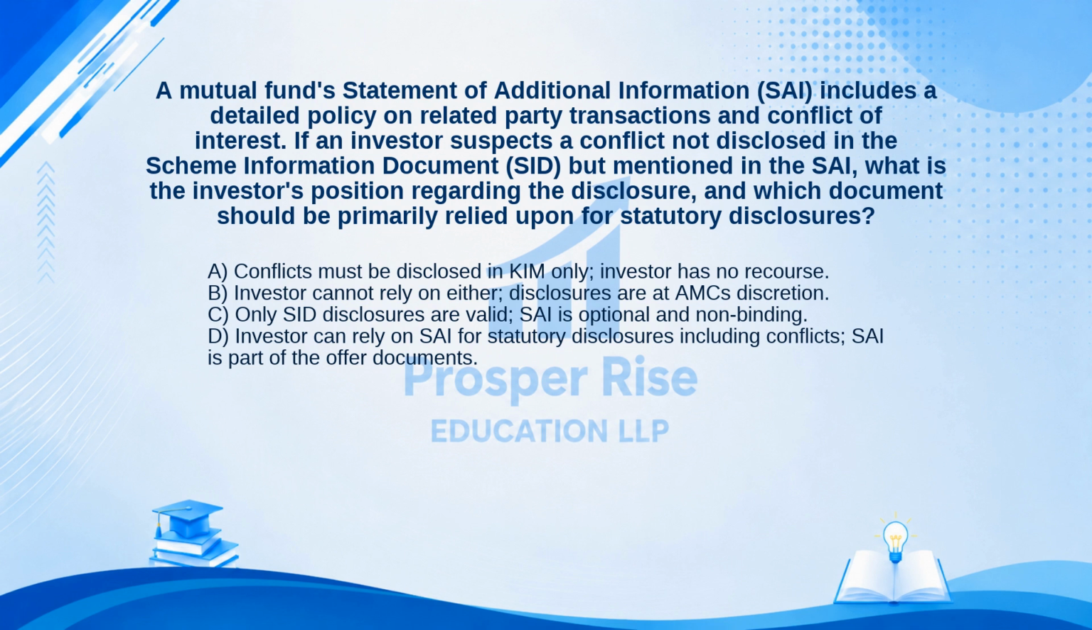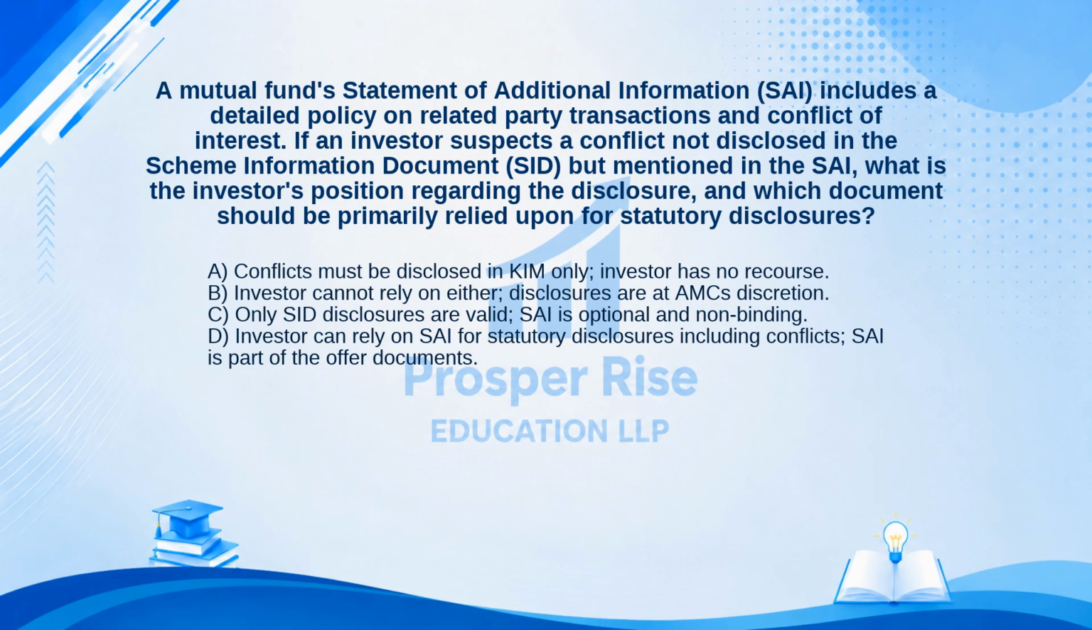Here are your options. A. Conflicts must be disclosed in KIM only. Investor has no recourse. B. Investor cannot rely on either. Disclosures are at AMC's discretion. C. Only SID disclosures are valid. SAI is optional and non-binding. Or D. Investor can rely on SAI for statutory disclosures including conflicts. SAI is part of the offer documents. Take a moment to pause the video and decide.